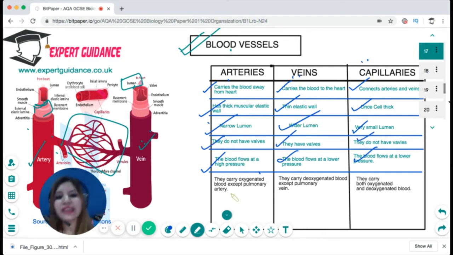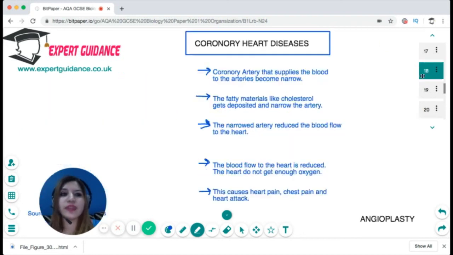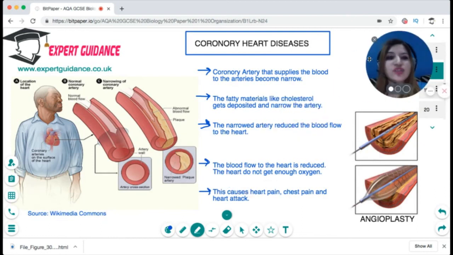Arteries generally carry oxygenated blood except the pulmonary arteries. Veins carry deoxygenated blood except the pulmonary vein. And the capillaries carry both oxygenated and deoxygenated blood. So I hope you are able to spot from the diagram whether it's an artery, vein, or capillary, with their function.